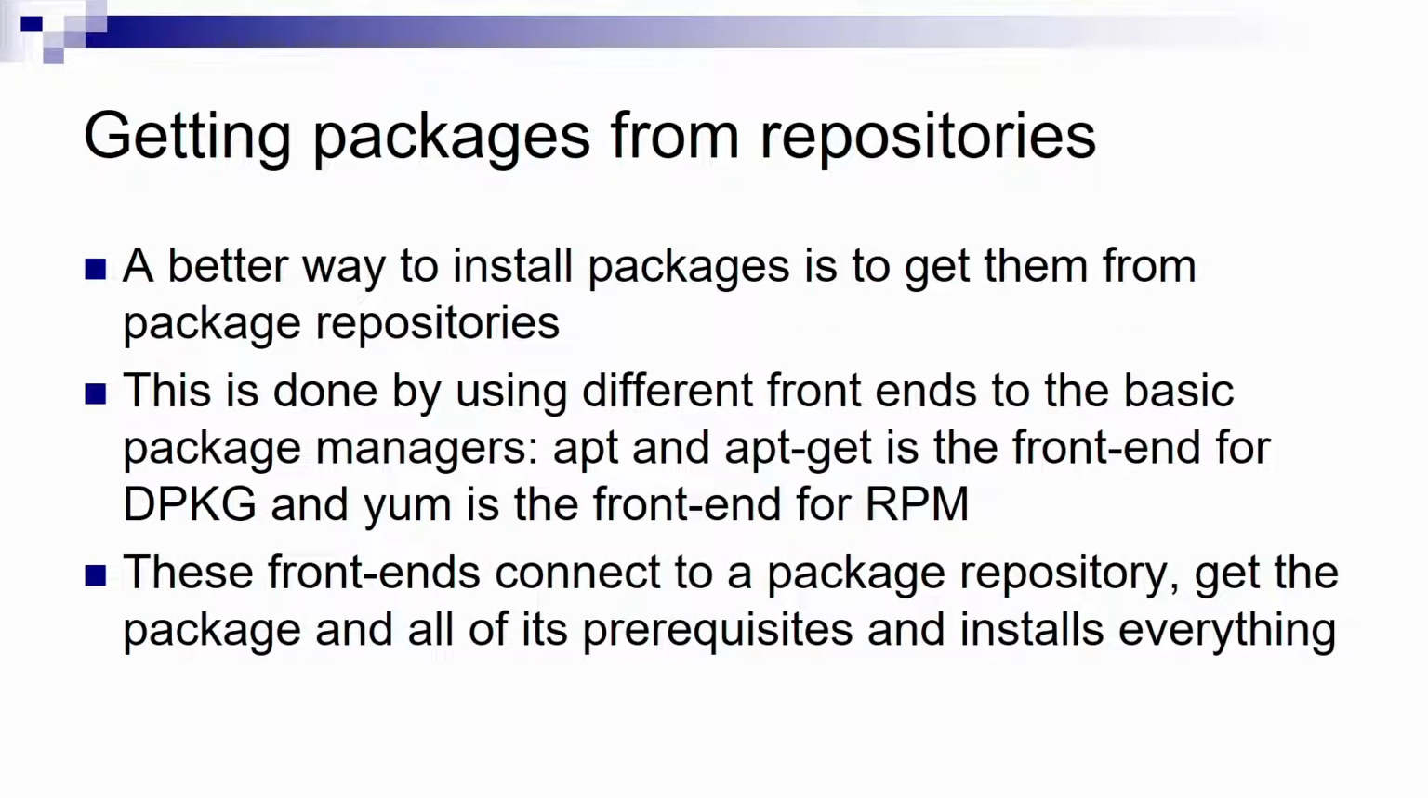And now we get to the method that you will use 99% of the time to install packages, which is to get them from a repository. But dpkg or the RPM tool do not know how to connect to a repository, download packages, and so on. That's why they have front-end applications on top of them that do all these complex operations. On Ubuntu, the two applications that you can use are apt and apt-get, and on CentOS it's the yum utility.